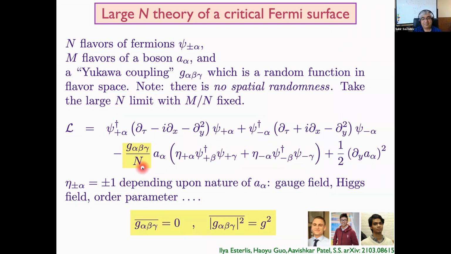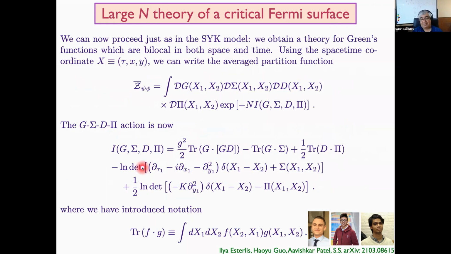Okay. So the whole analysis is actually very, very similar to the SYK model. By the same set of tricks, you get a path integral, which is a formally exact representation of this ensemble with a G-Σ action, which is now an action of fields that are not just bilocal in time, but bilocal in space-time. This is a space-time coordinate. So it's more complicated, but formally has the same structure.